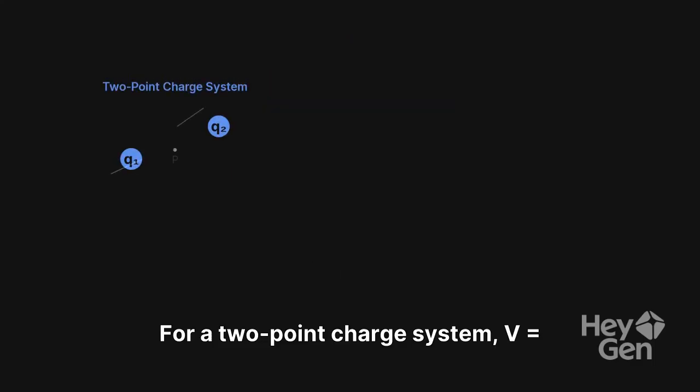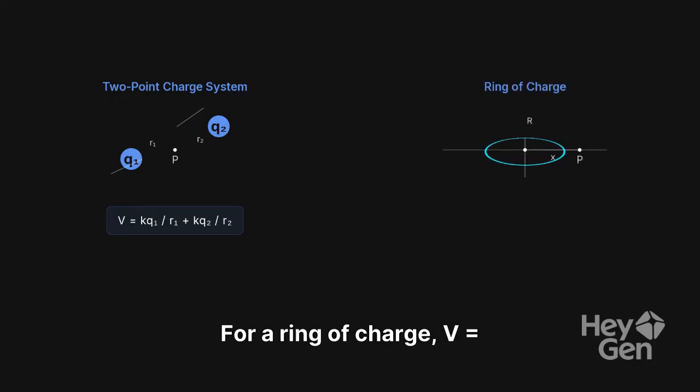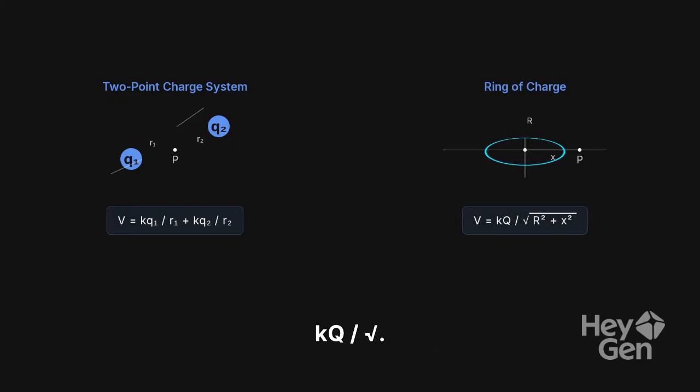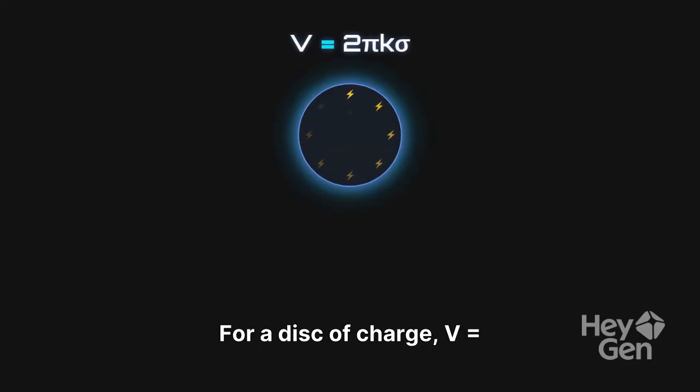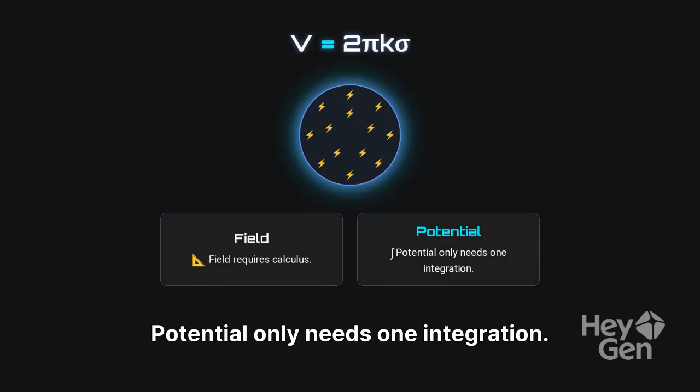For a two-point charge system, V is equal to KQ1/R1 plus KQ2/R2. For a ring of charge, V is equal to KQ/√(R²+x²). For a disk of charge, V is equal to 2 pi k sigma times (√(R²+x²) minus x). Field requires calculus. Potential only needs one integration.